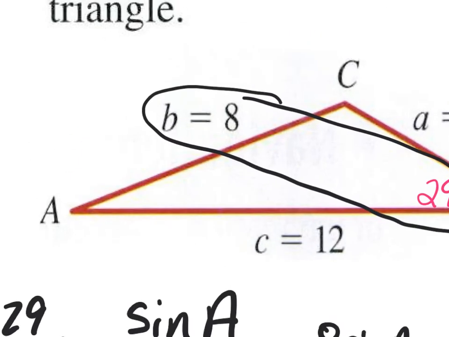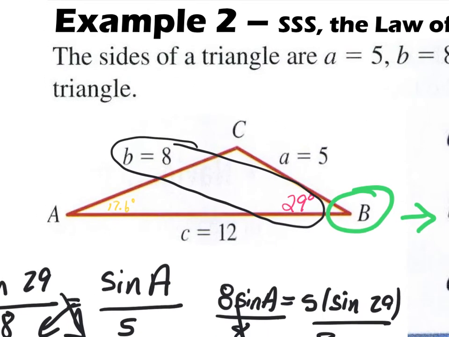Okay, so 17.6. Now I'm solving this triangle. I need to find all three angles. If I have two of the three angles, what can I do to find the third one? Add them. Good.